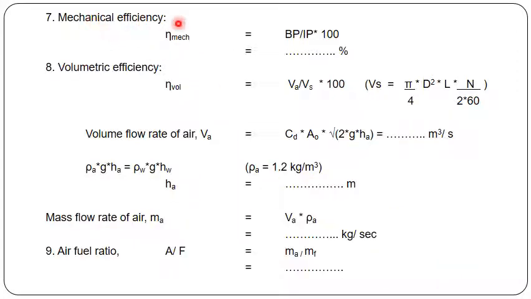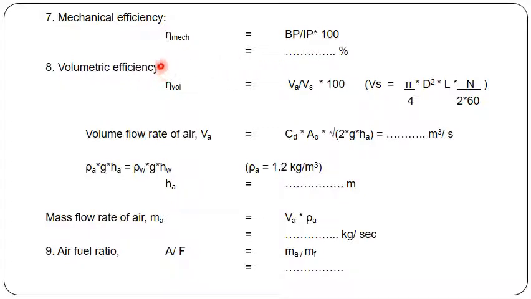There is a term which is mechanical efficiency. Once brake power and indicated power are obtained, you can just divide them and you will get this value of mechanical efficiency. If the mechanical efficiency is 80%, it indicates that 20% is the frictional loss. So just by looking at this value, you can get an idea about the frictional losses which are occurring in the engine.